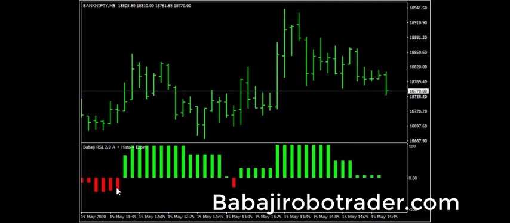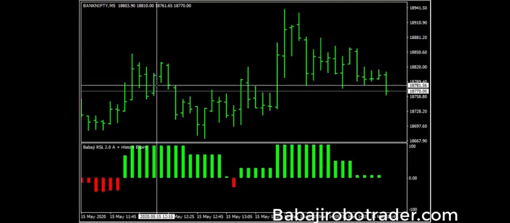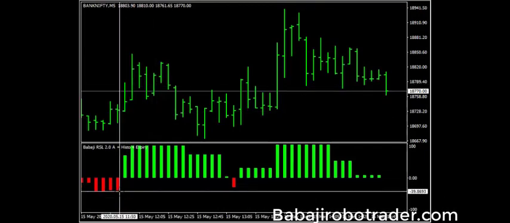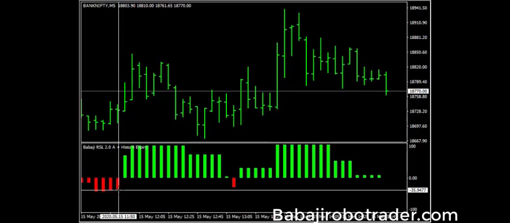So in this context, we are going to focus only on option buying, and that too on expiry days. When the indicator changes from green to red, we have to take the put buy. If it changes from red to green, we have to take the call buy.